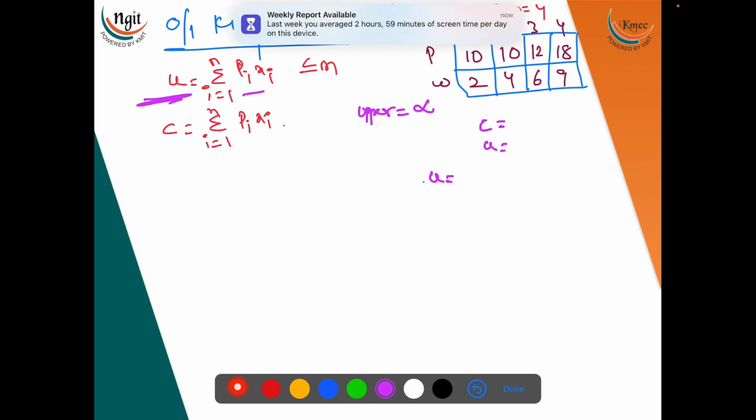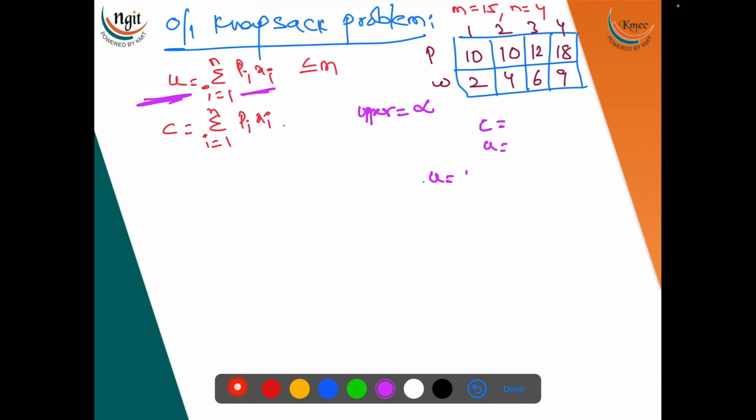The u value is the profit and object. So profits are 10 plus 10 plus 12, then 18. So 10 plus 10 plus 12 plus 18 becomes 20, 32, 18. 50 is the weight, right?